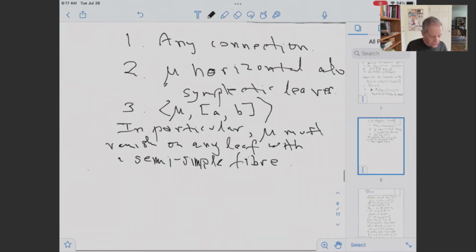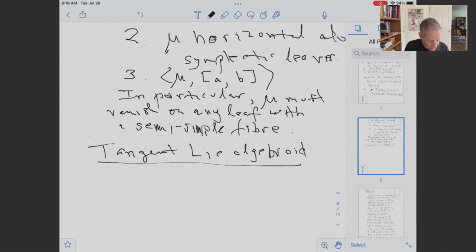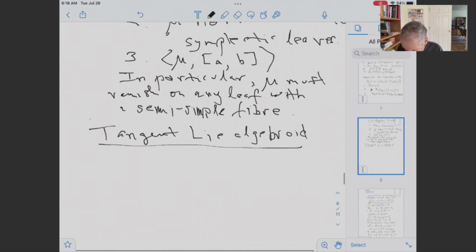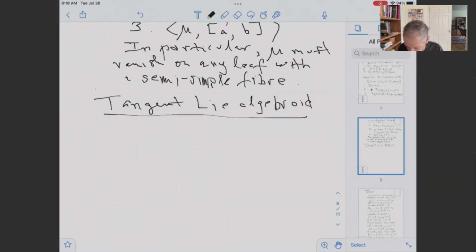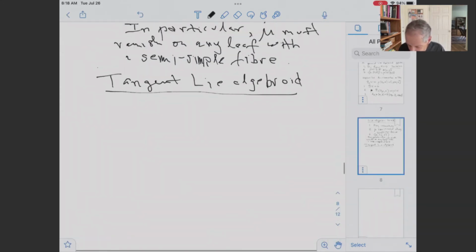So the second interesting case is that of the tangent Lie algebroid. Okay, so here we've worked this out for the symplectic case in the paper with Christian. Let me just go ahead and add another page right here so I have it ready.